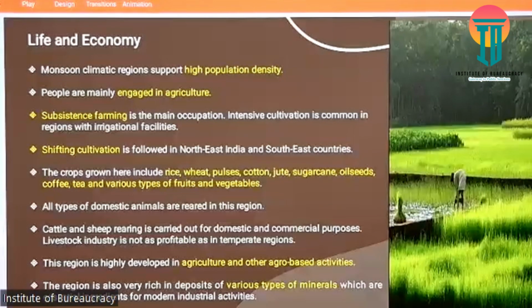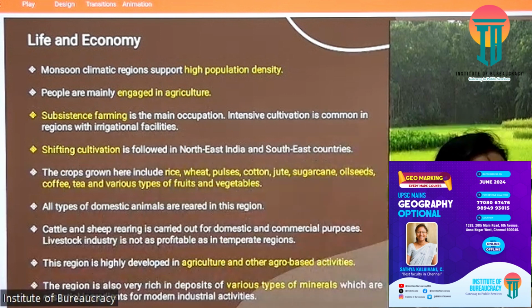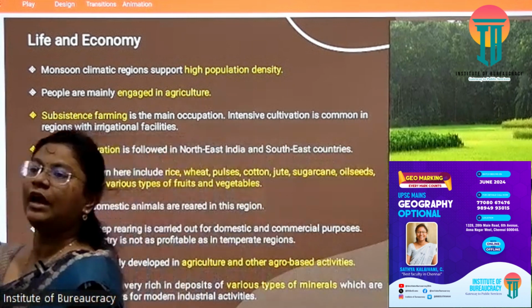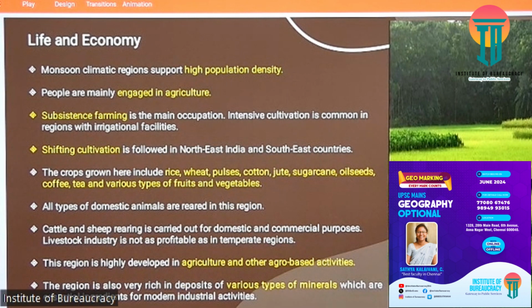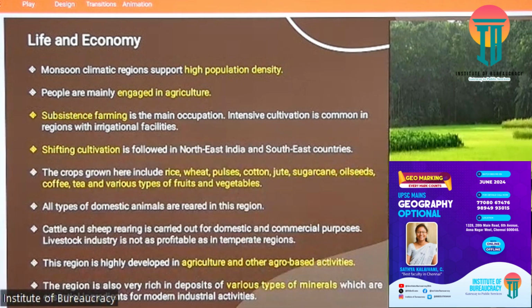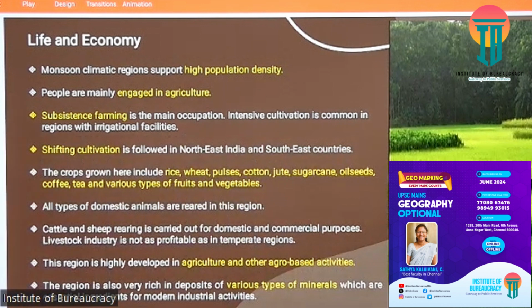Okay, the next one is life and economy. Obviously, tropical climate, tropical latitudes, with energy surplus, will be a population dominated sphere. And when there is population, they have their food demands. So we have to go with what? We have to go with agriculture. So even if it is a vegetation type, clearing the forest and utilizing the land for agriculture is the common practice in your tropical lands. In agriculture, there are two types.